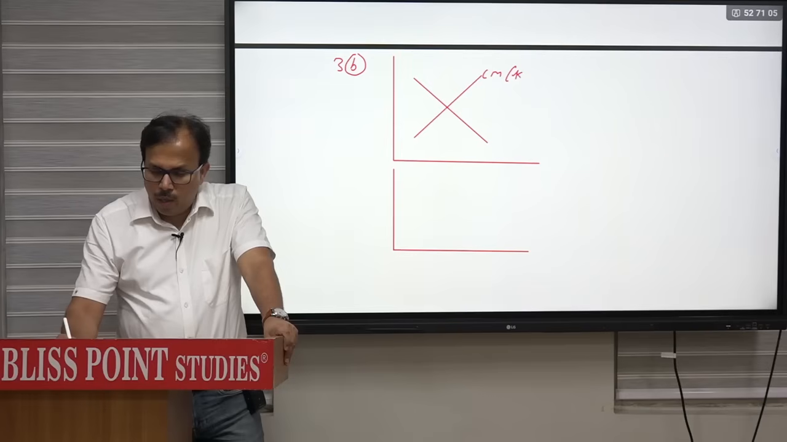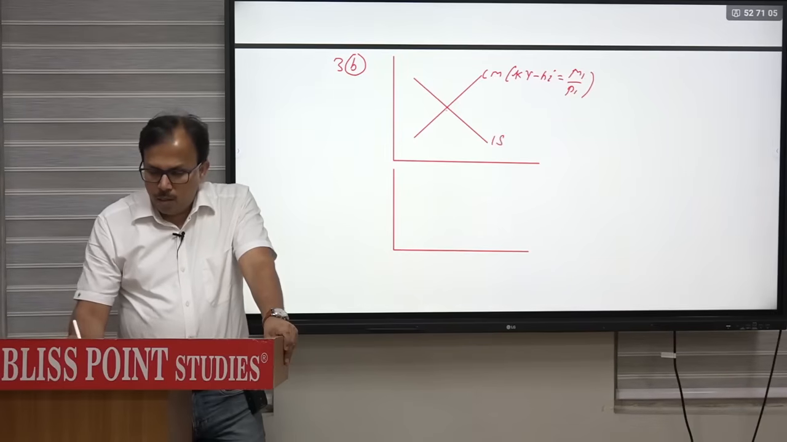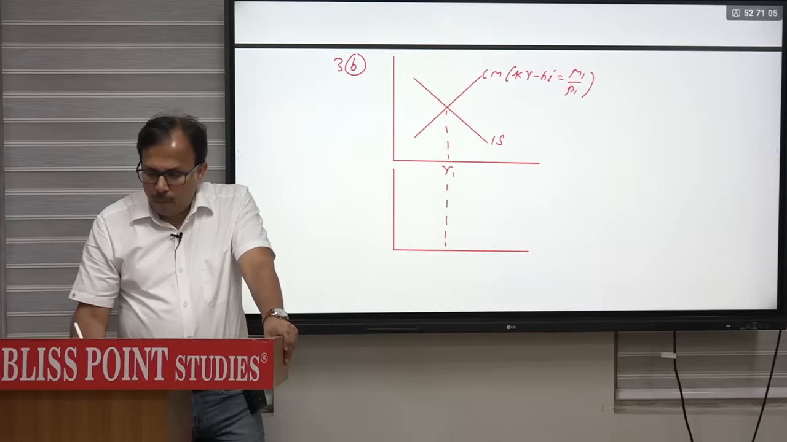And you know that along LM curve it is ky minus hi equal to m upon p, and along IS curve y equal to AD. So simultaneous term is y1 based upon a price p1. So we have 1 point.